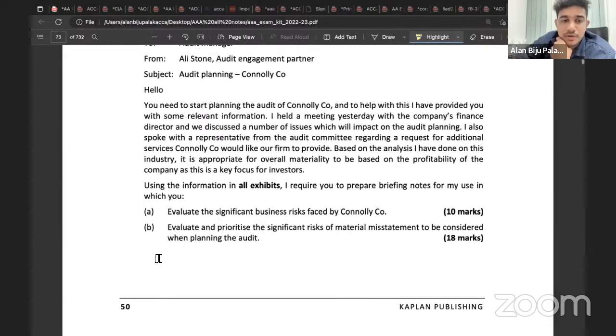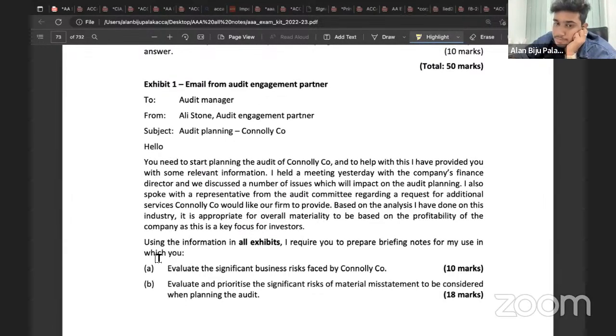Then we'll start with the partner's email. We have received the email from the audit engagement partner to the audit manager, and the subject is audit planning of Connolly Company. You need to start planning the audit of Connolly Company, and to help with this, I have provided you some relevant information. I held a meeting yesterday with the company's finance director, and we discussed a number of issues which will impact the audit planning. I also spoke with a representative from the audit committee regarding a request for an additional service Connolly Company would like our firm to provide.